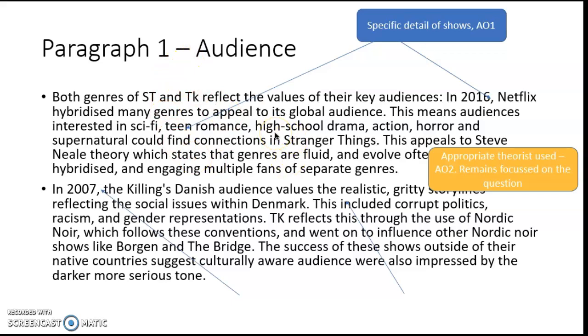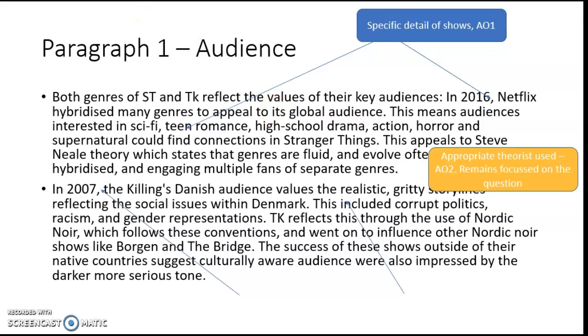If you pause the video now, write your first audience point for Stranger Things. Put in specific details of the show, when it was set. If you want to use Steve Neale, please do go ahead. Be specific about the different genres which are used. Write your first part of your audience paragraph now.